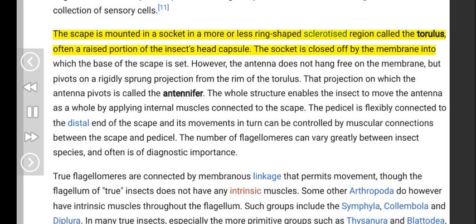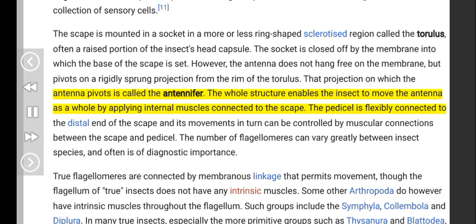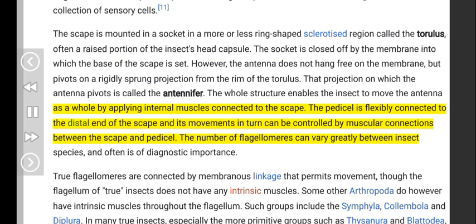The scape is mounted in a socket in a more or less ring-shaped sclerotized region called the torulus, often a raised portion of the insect's head capsule. The socket is closed off by the membrane into which the base of the scape is set. However, the antenna does not hang free on the membrane, but pivots on a rigidly sprung projection from the rim of the torulus. That projection on which the antenna pivots is called the antennifer. The whole structure enables the insect to move the antenna as a whole by applying internal muscles connected to the scape. The pedicel is flexibly connected to the distal end of the scape, and its movements in turn can be controlled by muscular connections between the scape and pedicel.